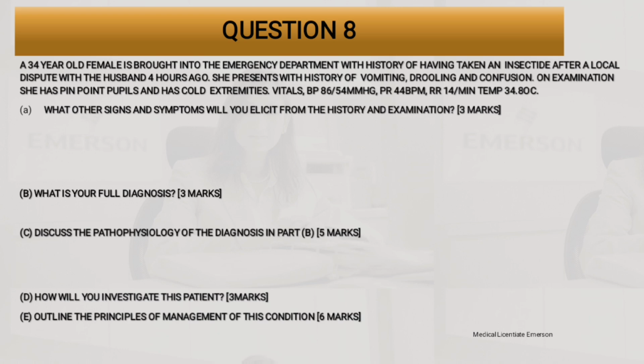So what other signs are you going to list from this person who is a 34-year-old female who has been brought into the emergency department with history of having taken an insecticide after a local dispute with her husband 4 hours ago? Then the patient developed a history of vomiting, drooling, and confusion. On examination, she had pinpoint pupils and cold extremities, vital signs of 86/54, pulse rate 44 beats per minute, respiratory rate 14 breaths per minute, temperature of 34.8.